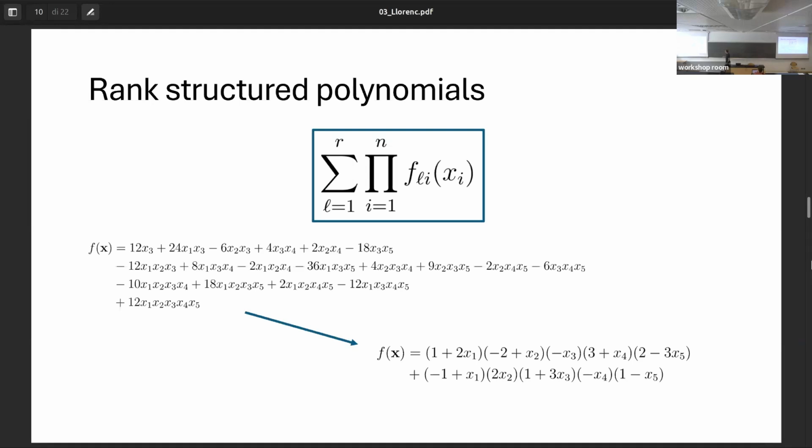So another example. I hope you don't get too tired of a thousand examples, but here is one more. We can write this polynomial here as a rank 2 polynomial. So here x1, x2, x3, x4, x5 are decoupled, and then we have a second sum in the term, also with decoupled variables. So this would be a rank 2 polynomial.